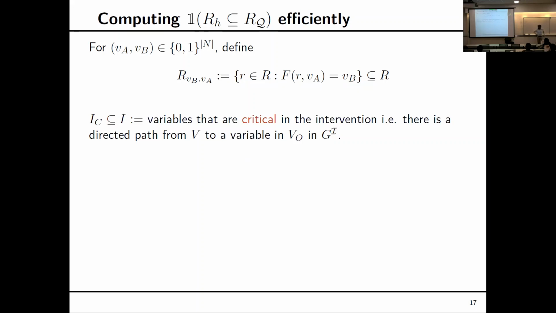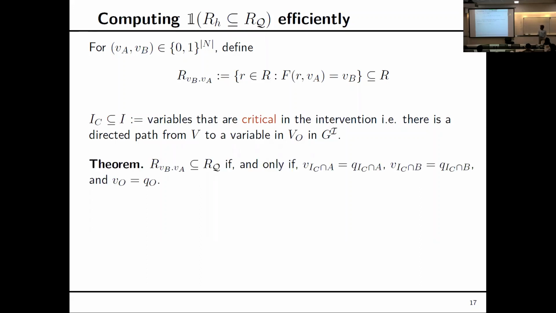So let I sub C be the variables that are critical in the intervention. There is a directed path from V to a variable VO in G sub I. Meaning, for those of you who know causal inference, the way to do the do operation is to remove certain edges. If you're doing a variable, all the inputs are killed, and you just keep the outgoing edges. So G sub I refers to a graph where all these variables I have been removed. And there is a directed path from any variable in I sub C to the output variable.